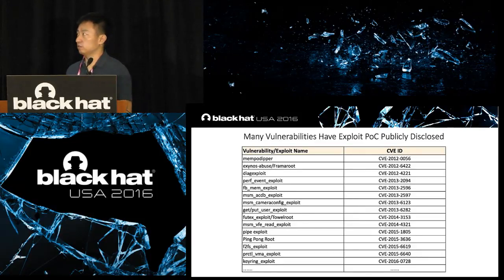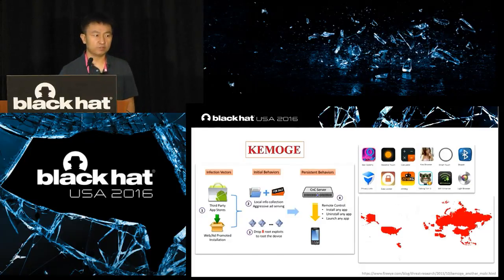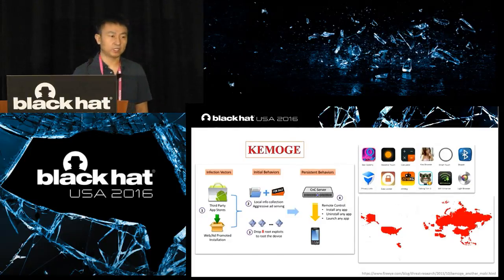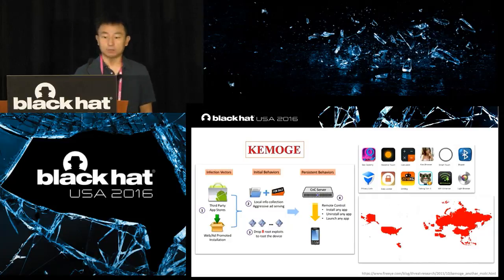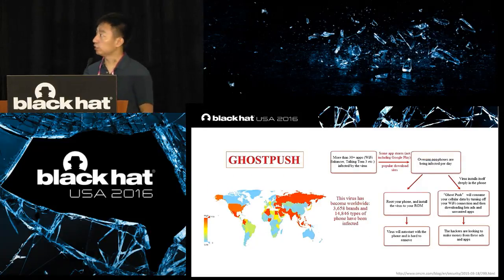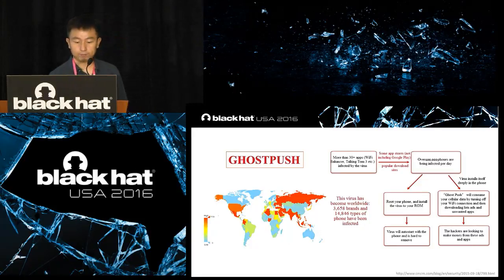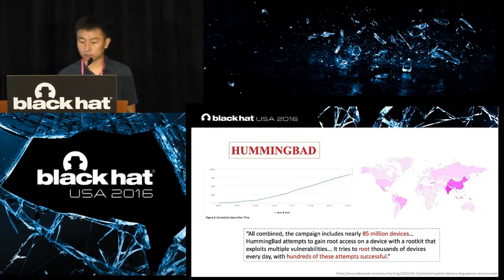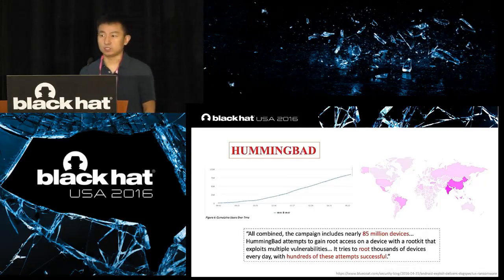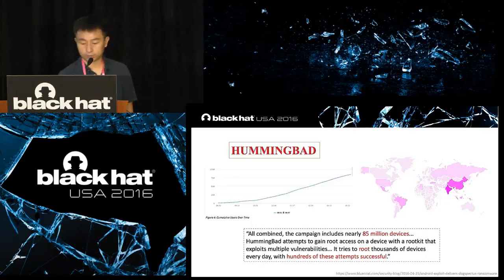Here is a list of many vulnerabilities having publicly available exploits. Exploits themselves are neutral, not bad or malicious, but there is a lot of malware using those exploits to do bad things, such as Mergo, reported by Fortinet, and Ghost Push, reported by CMCM, and DogSpectres and Hummingbad reported by Check Point. As you can see, kernel vulnerabilities for Android devices are real, severe threats today.